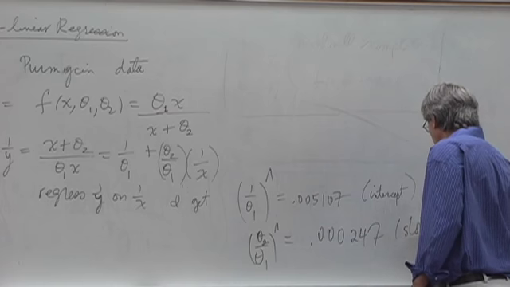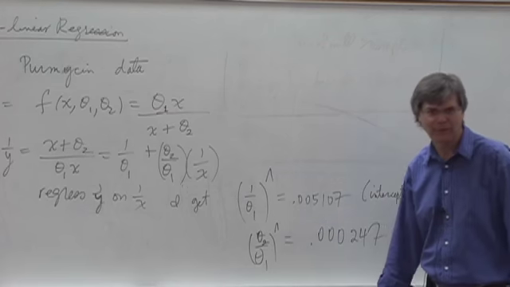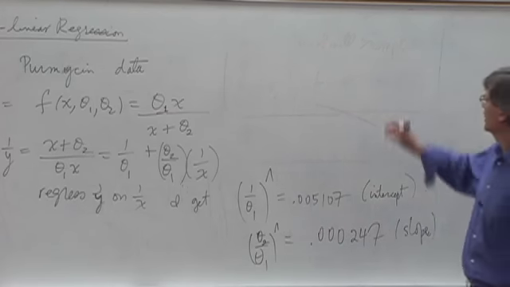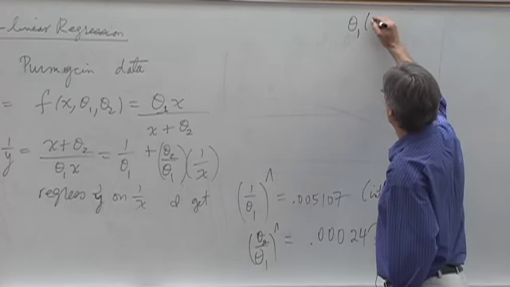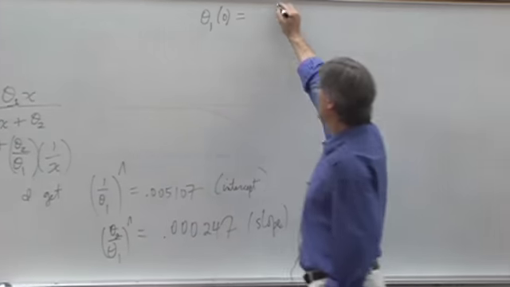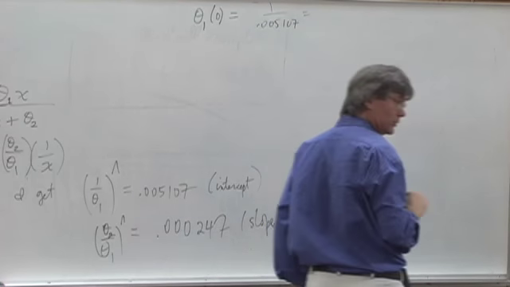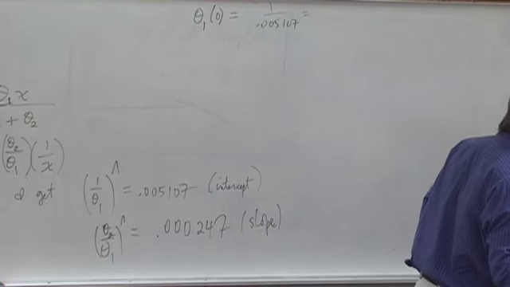Now it turns out you can easily solve these two equations without the hats for theta 1 and theta 2. So it gives me theta 1 at 0. That's going to be my initial guess of theta, just solving this equation: 1 over the 0.005107, and that comes out to be equal to 195.8.